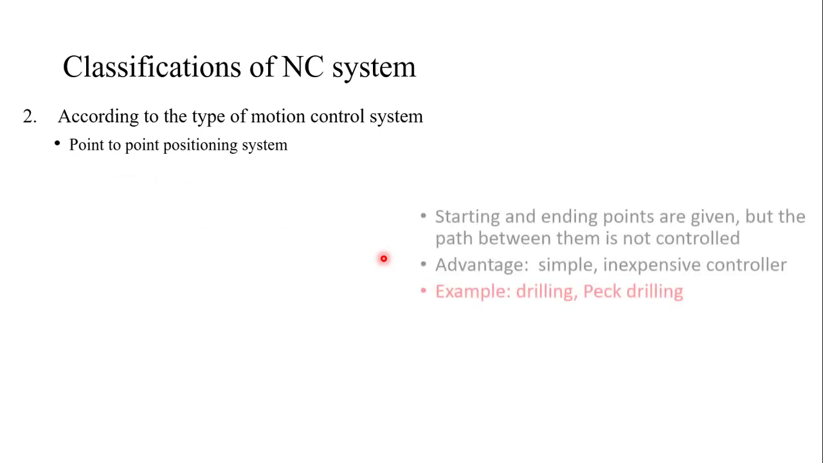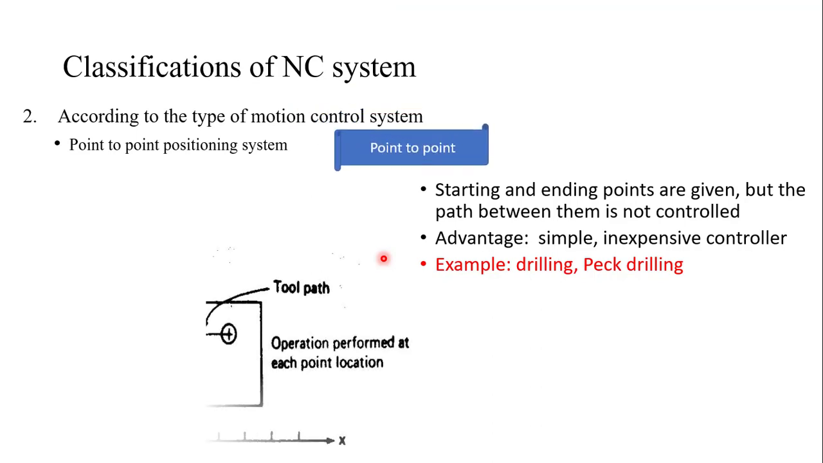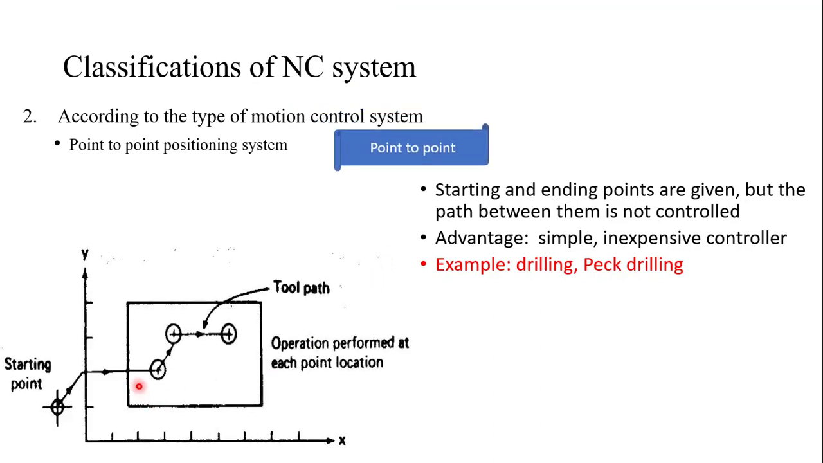Point-to-point positioning means starting and ending points are given, but the path between them is not controlled. How can we say this? Whenever you do drilling, you just give the location of the hole, as we discussed in the previous unit. In the drilling operation, when you give the location of any hole, it moves to that location. It doesn't bother in which direction or in which way it is moving, but it has to reach that location. So that is called point-to-point positioning. It is used in drilling the material.